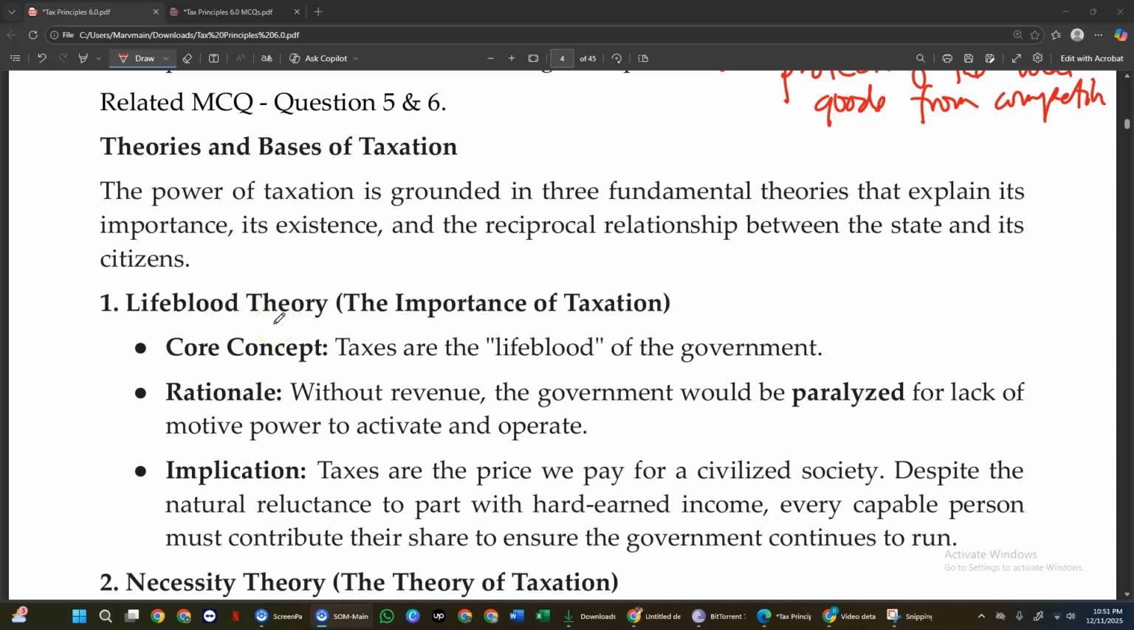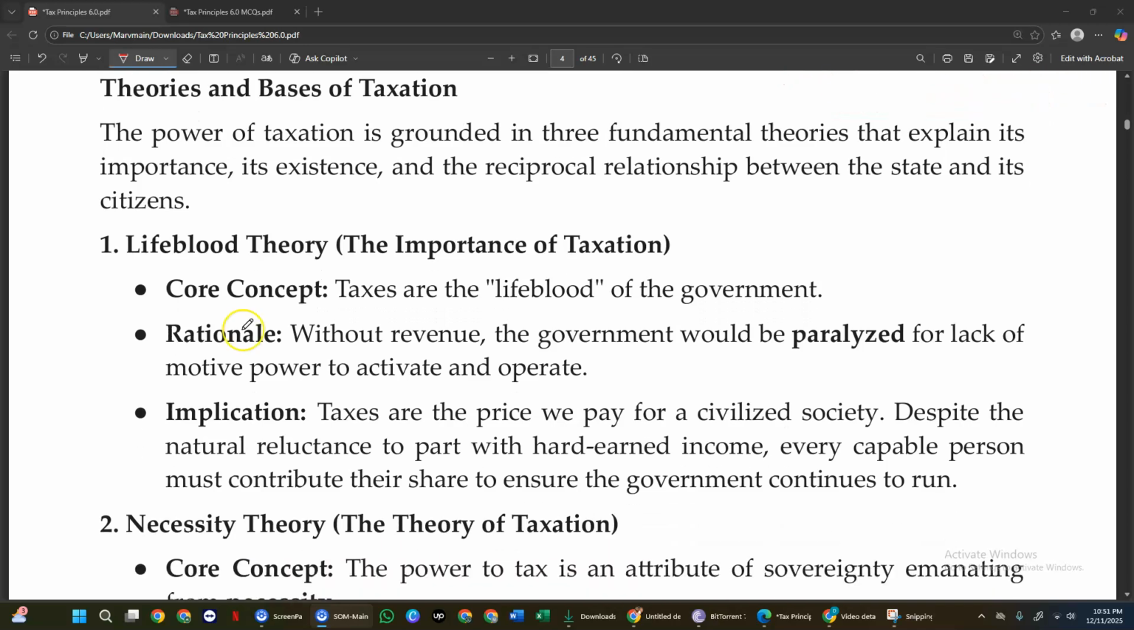The theories and basis of taxation will justify the existence and the necessity of having taxation. First, we have the lifeblood theory. From the word lifeblood, the government cannot exercise its function without it, so it would be paralyzed for lack of motive power to activate and operate without the revenue.